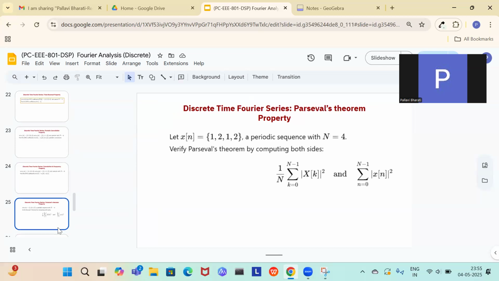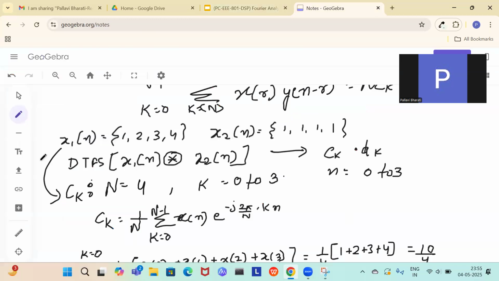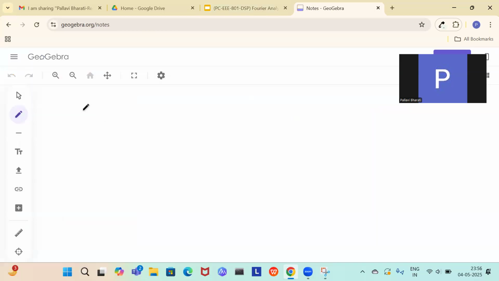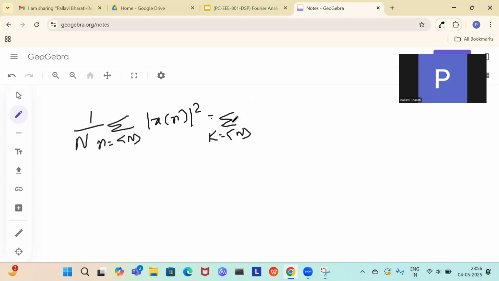Now the final one is Parseval's theorem. This is an important property again, so let us go through this. Parseval's theorem says that for a discrete time periodic signal, we have 1 by N times the summation over n equals 0 to N minus 1 of mod x[n] squared, which is equal to the summation over k equals 0 to N minus 1 of mod c_k squared.